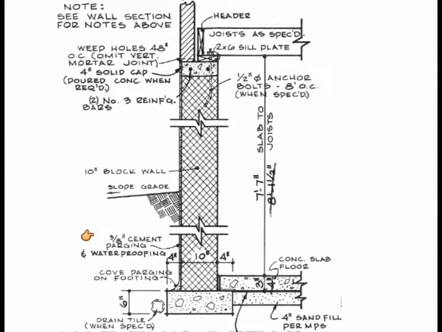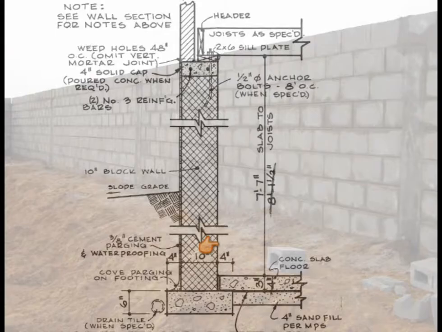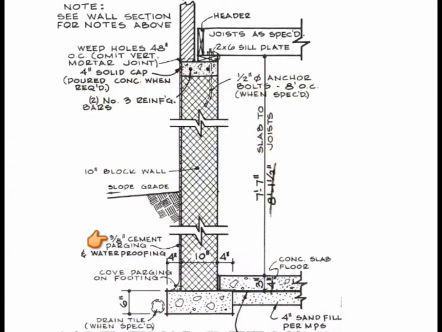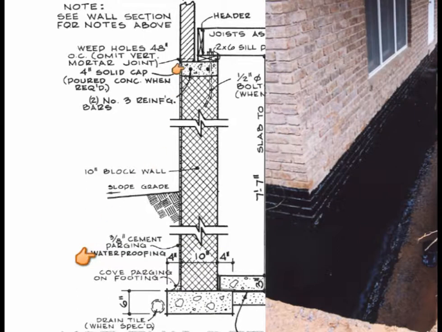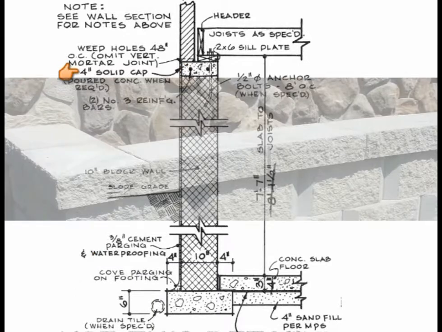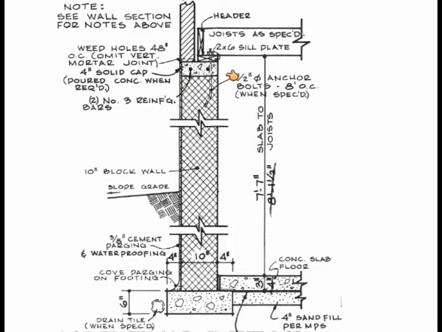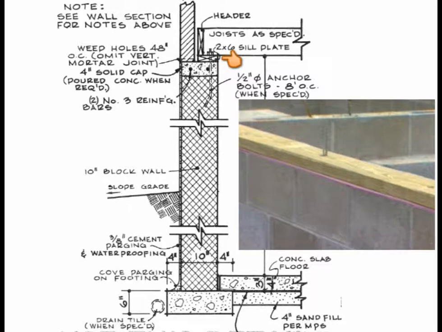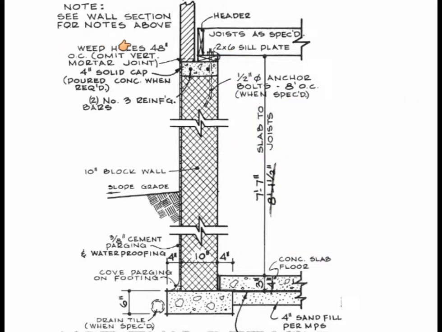The foundation wall that we need to create consists of a wall that has a 10-inch concrete masonry unit. It is covered with 3/8 of an inch thick waterproofing. It also has a 4-inch solid cap block component, as well as a 2x6 seal plate, and it has the brick on top of that.